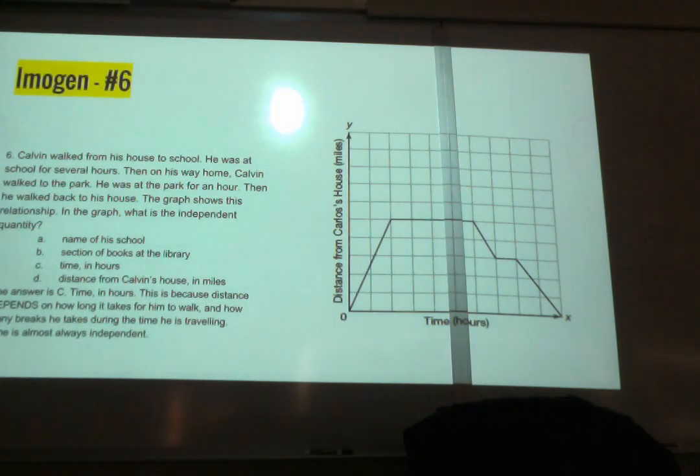Okay, so Calvin walked from his house to school. He was at school for several hours. Then on his way home, Calvin walked to the park. He was at the park for an hour. Then he walked back to his house. The graph shows the relationship. What in the graph is the independent quantity? The answer is C, time in hours. This is because the distance depends on how long it takes for him to walk. I didn't read the problem, so I didn't realize that he went to school first, and how many breaks he takes during that time he is traveling. So that's why there's obviously that really big time span. Time is almost always independent. Thank you. And there's some extra choices in there that you don't really even get off the graph, yes? Be careful on multiple choice.